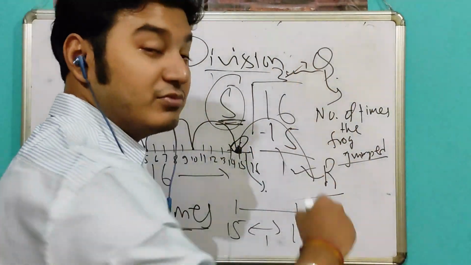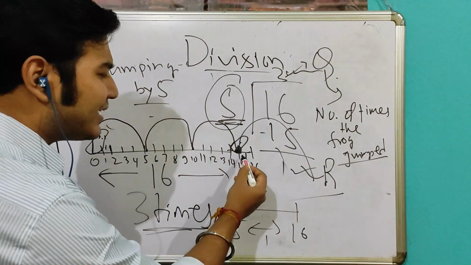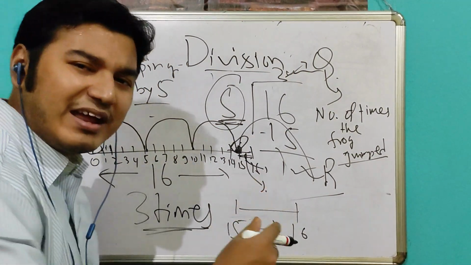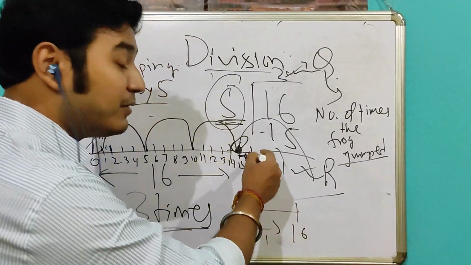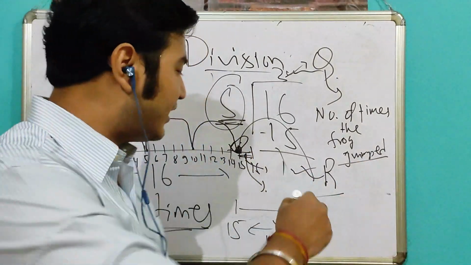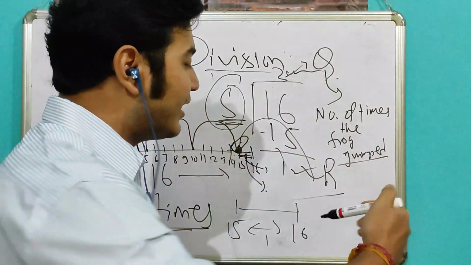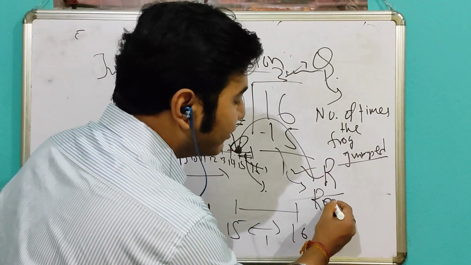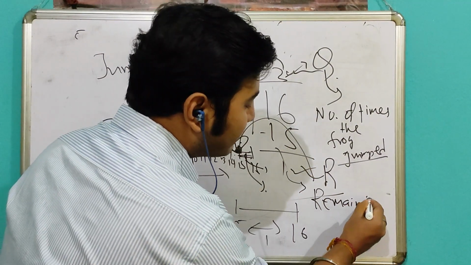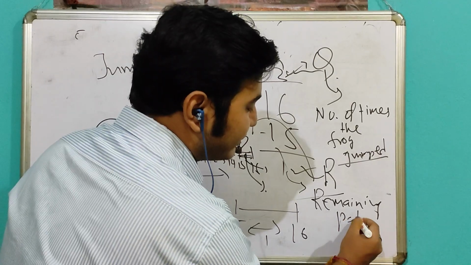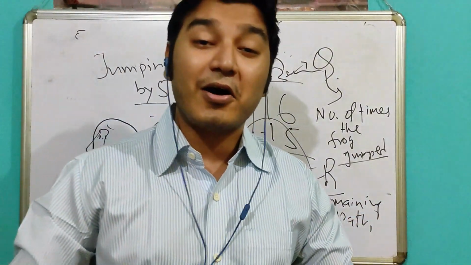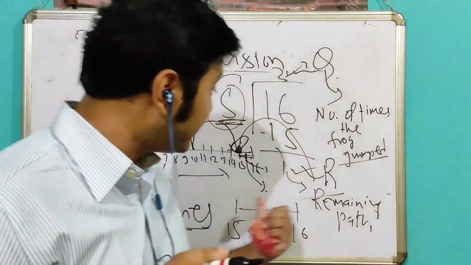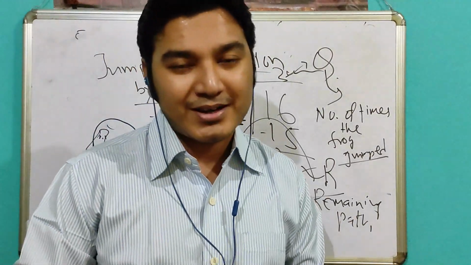You see, 3 times. Okay, and what is the remainder? This is very interesting and very simple to understand. The remaining part, from 15 to 16, it's 1, and this becomes the remainder. Okay, so that's it. That's the idea of quotient remainder division, which we have learned in our primary section up to grade 4.